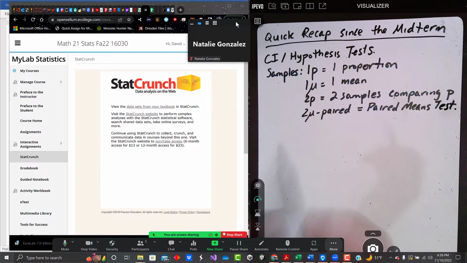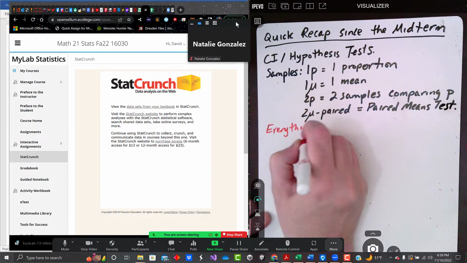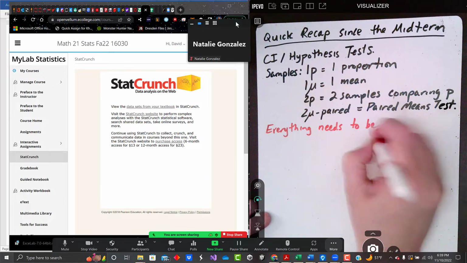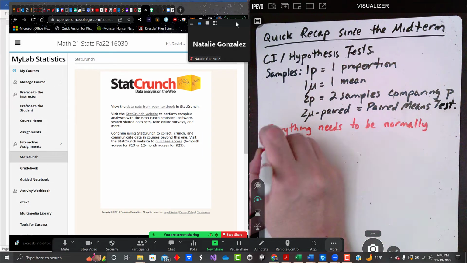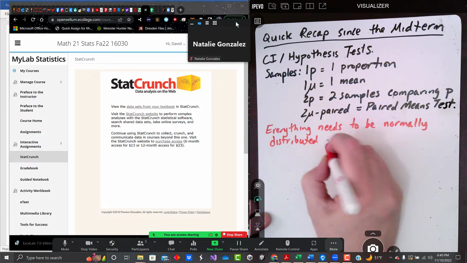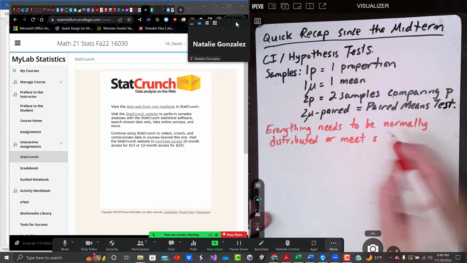And something that needs to happen for all of them, everything needs to follow a normal distribution, normally distributed, or meet certain criteria specific to each test.